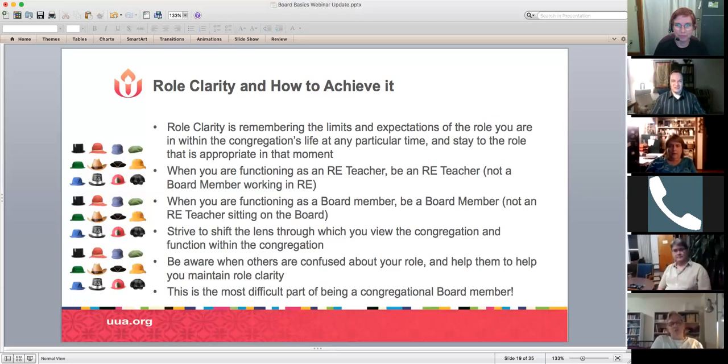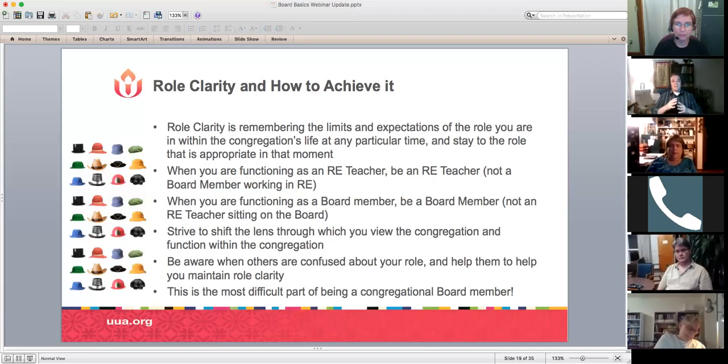Let me teach RE right now, and ask people to do that. I find that most often when you name it to them, they're willing to do that. But it's more important that you be aware of what role you're in at any particular moment, so that you're functioning in the way that is appropriate. So there's, in many ways, not functioning as an RE teacher while you're in the boardroom.